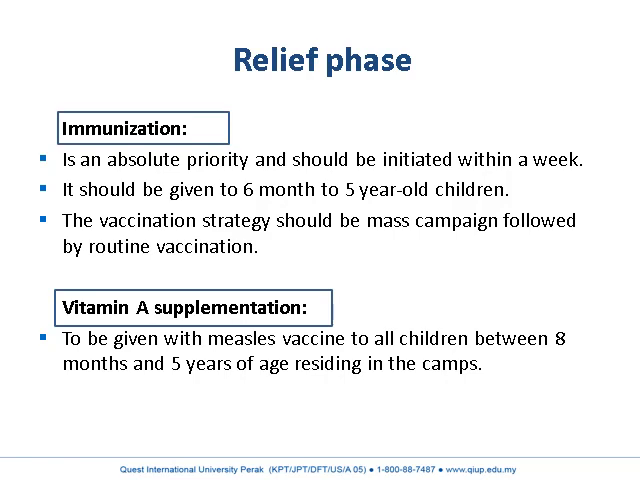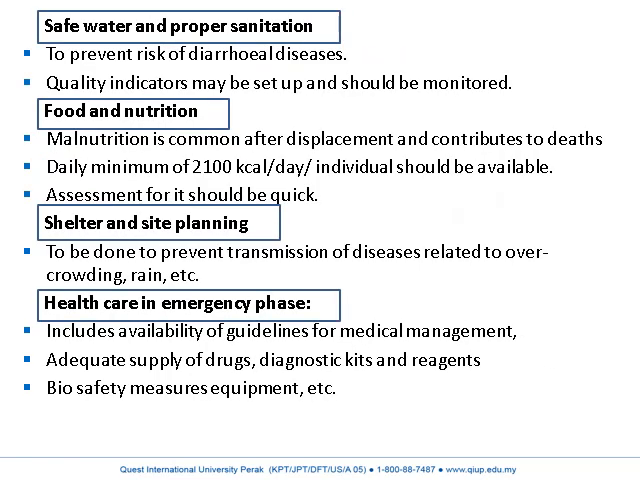Vitamin A supplementation. All children between 8 months and 5 years of age residing in the camps should be given vitamin A supplementation along with the measles vaccine, because at the time of disasters the risk of malnutrition is very high. So vitamin A supplementation is also given along with the immunization.